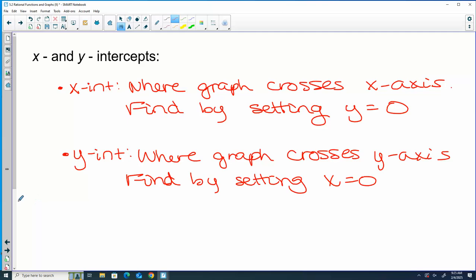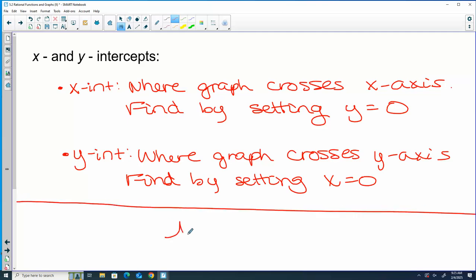So this is our stopping point for today. There is a Math Excel assignment open.